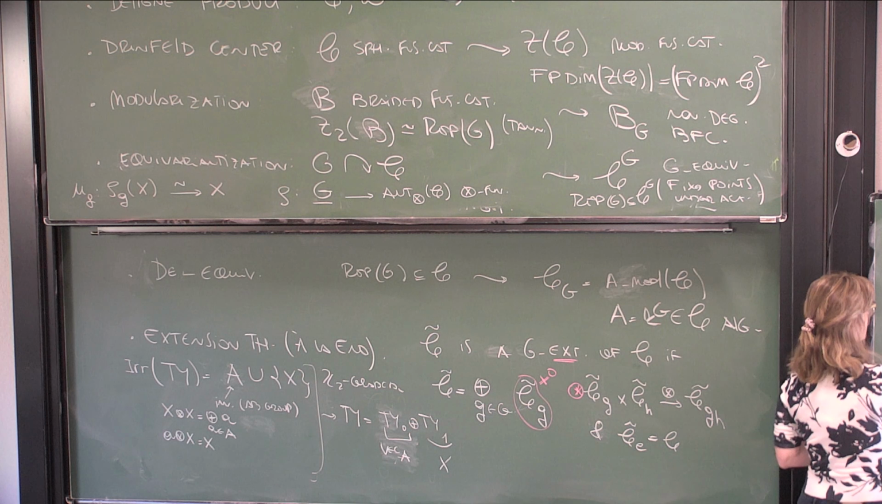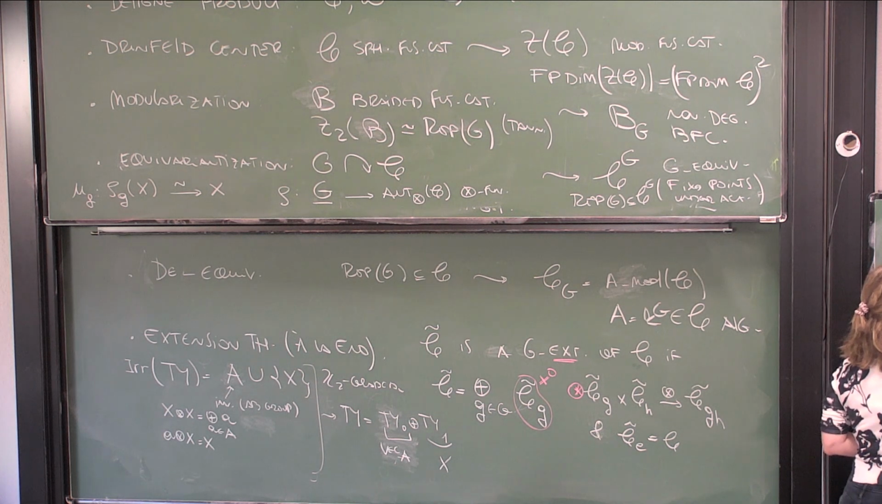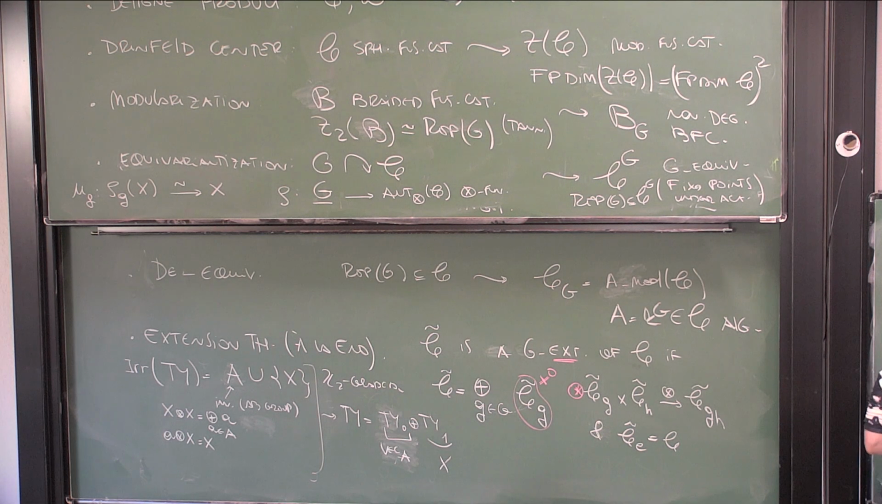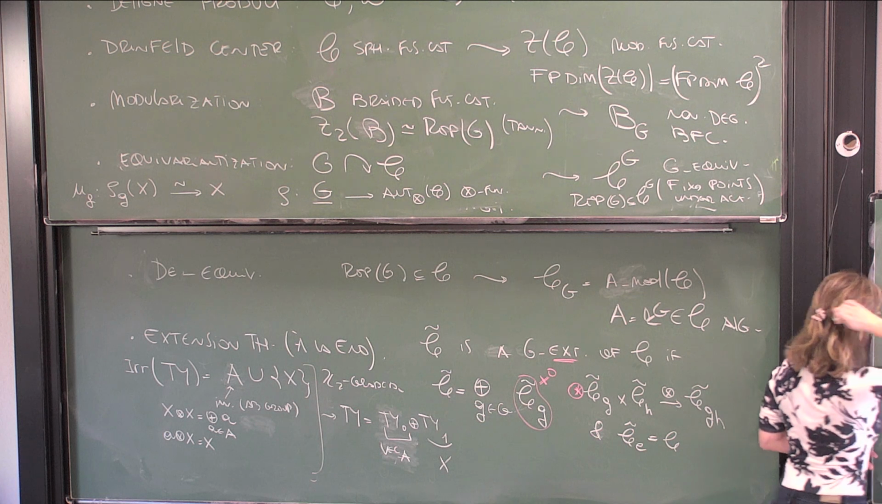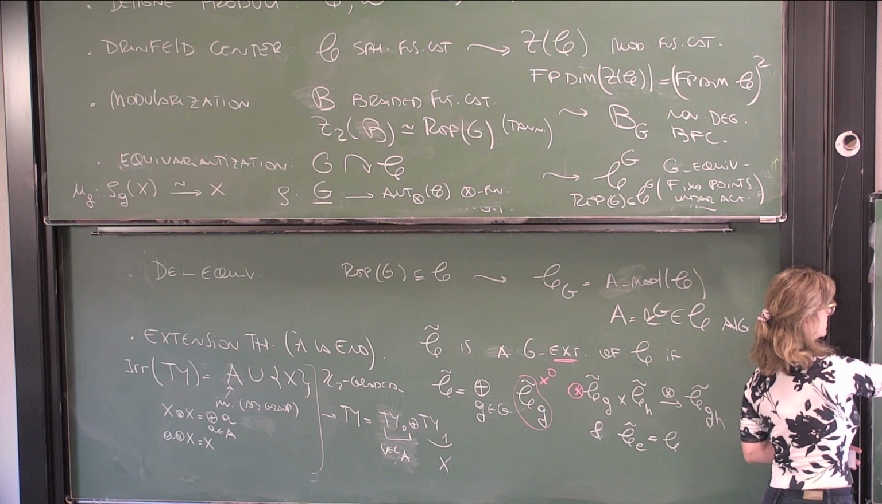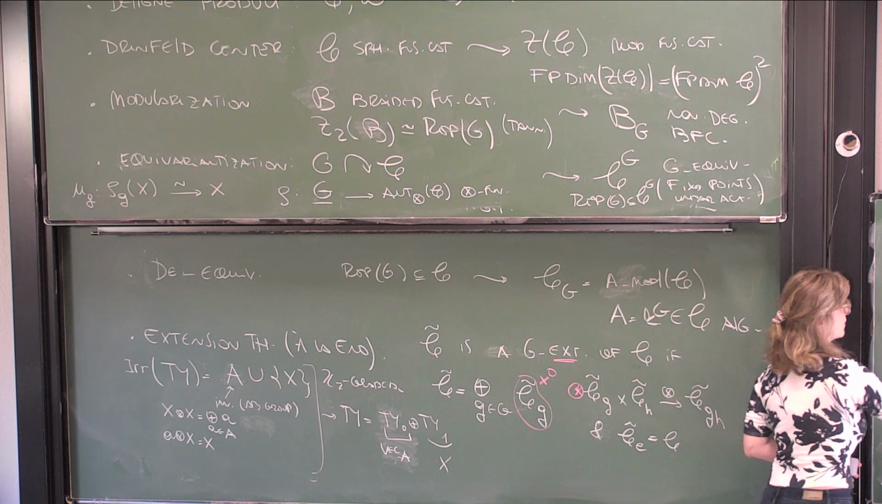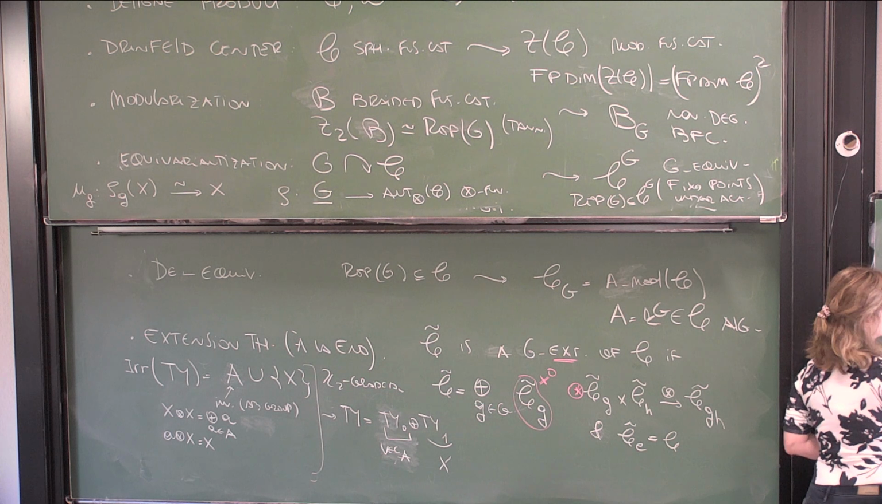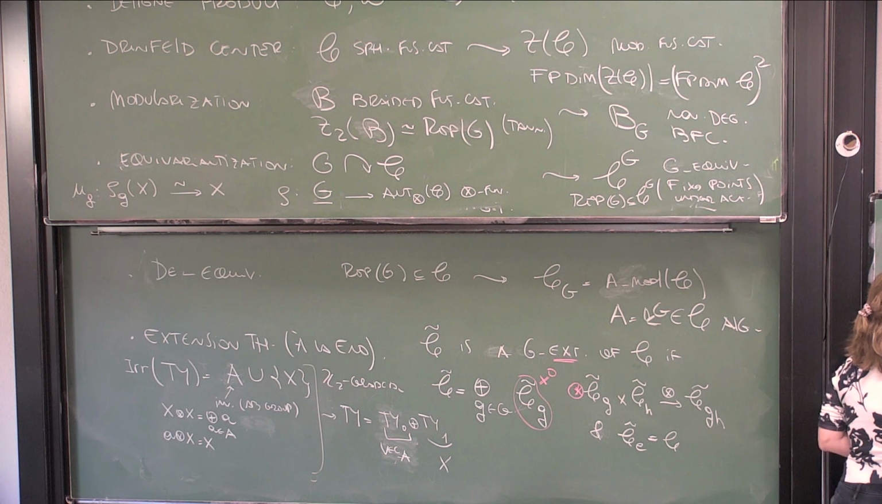So maybe let me say what G-crossed braided is. So maybe C tilde is G-crossed braided if I can decompose C tilde in this way that I was saying before, it's just graded by G.